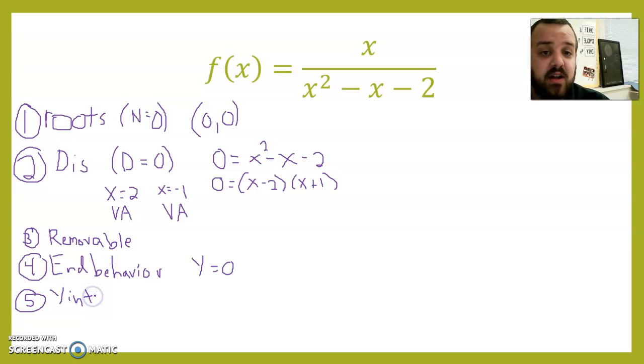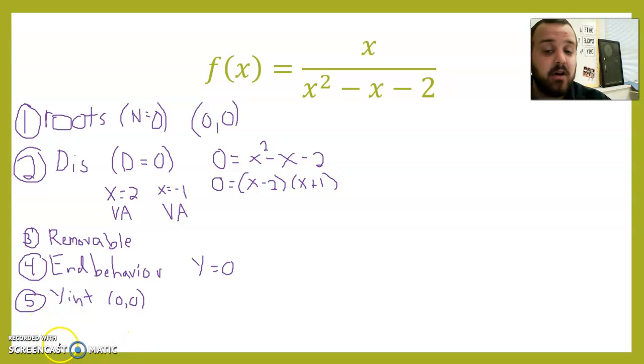Okay, to find your y-intercept, you're going to plug 0 in for x and see what comes out. In this case, if I plug 0 in for x, I'm going to get 0 out, so (0, 0) is my y-intercept. You'll notice that also was my root, so really I'm not getting a new point from this, but if it does have a different y-intercept, that's another point we're going to get for our sketch, okay?